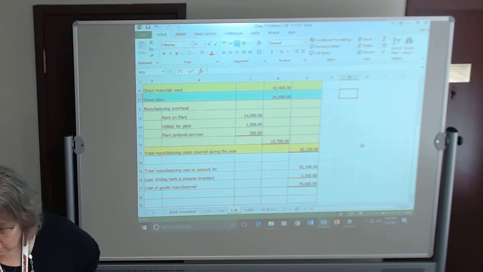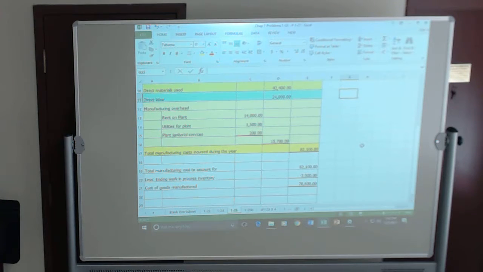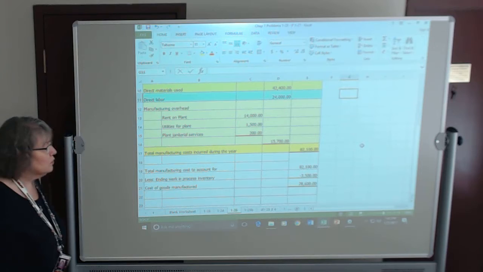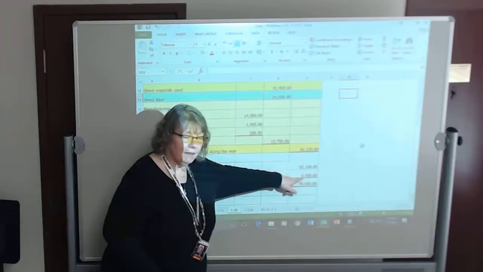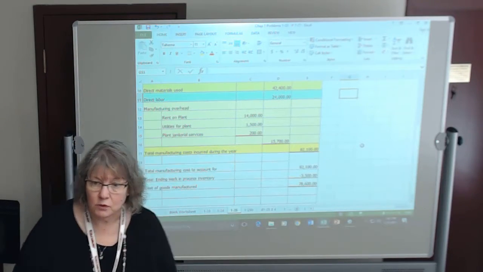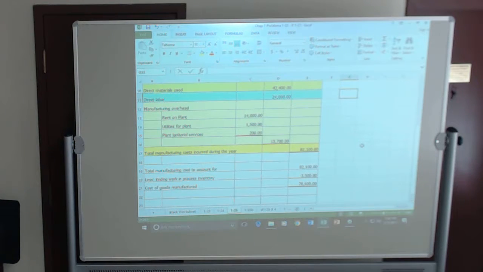So the total cost of manufacturing is $82,100, and then we still have work in progress. We have inventory that's being made but not finished, and that totals $3,500, and that's not a negative number. I just put the minus in there so you can see I'm subtracting it. So the total cost of goods manufactured is $78,600. Everybody got that?